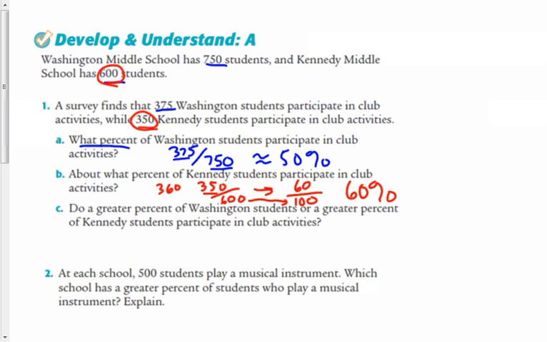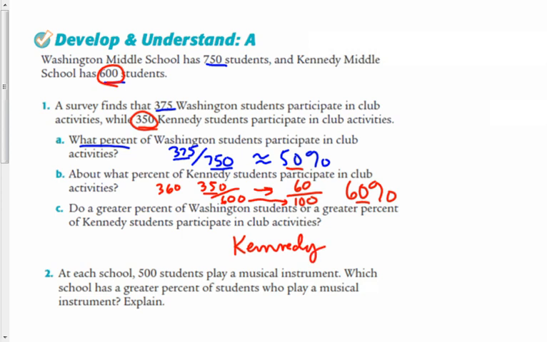And as it says, do a greater percent of Washington students or a greater percent of Kennedy students? Now it's really easy to compare. We can just look at the numbers. You see that 60% is bigger than 50%, so it's definitely Kennedy students.